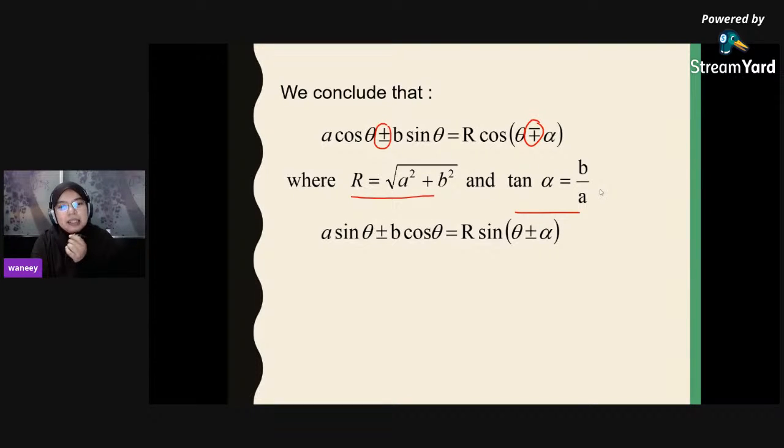If we have a sine theta plus or minus b cos theta, it is equal to r sine theta plus or minus alpha. So this is sine, this is also sine. So we keep the sign.